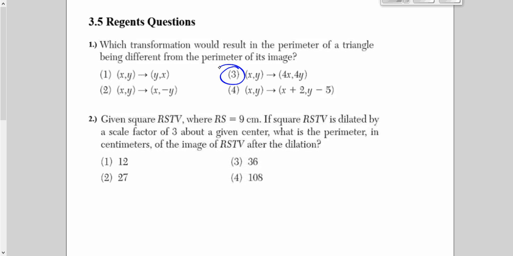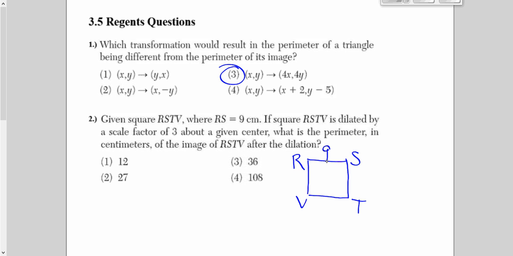Okay. Number 2, I'd recommend making a sketch of that probably. Okay? Read that over. So it's a square. We know about squares, don't we? And we got RS is 9. There's a couple ways you can do this, I guess. What do we think the new perimeter will be?